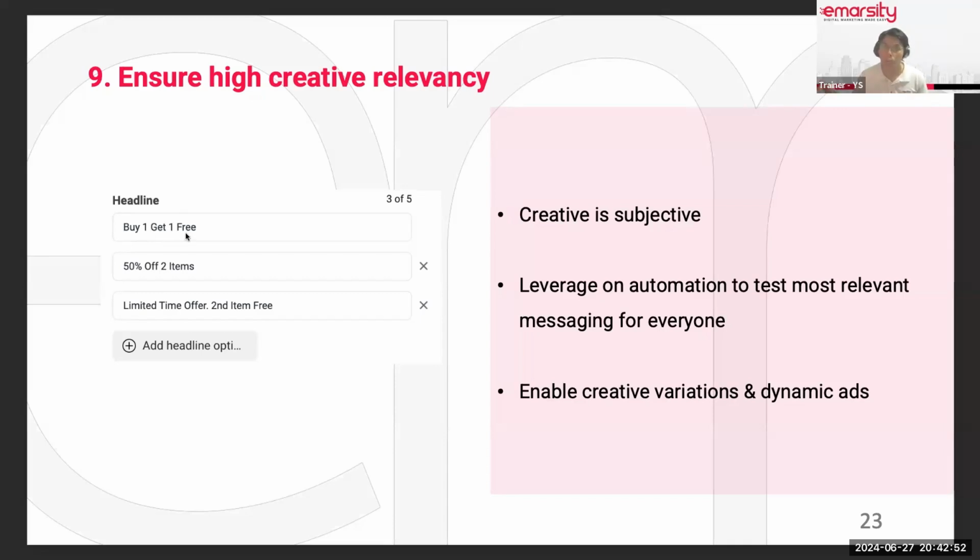So how do you ensure a high creative score? Put in different headlines. Put in different ad copies. The platform will show the most relevant one to each user. At the end of the day, just remember creative is subjective, so there's no point debating which one works better. Just put both in and leverage platform automation. They will test and find the most relevant one for each individual.